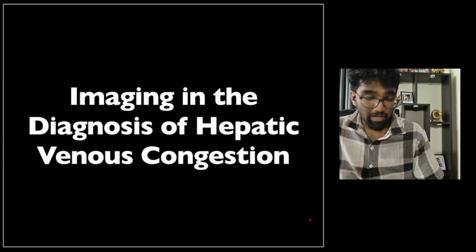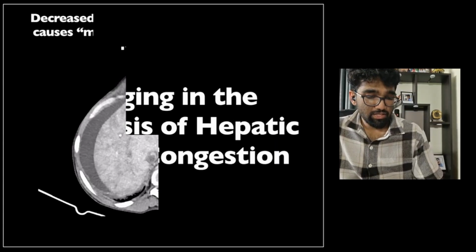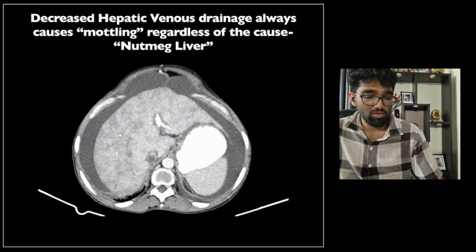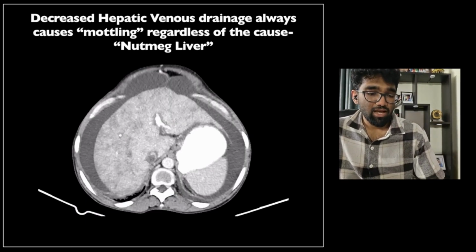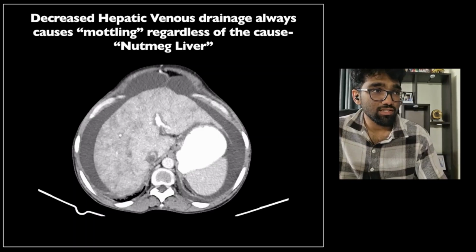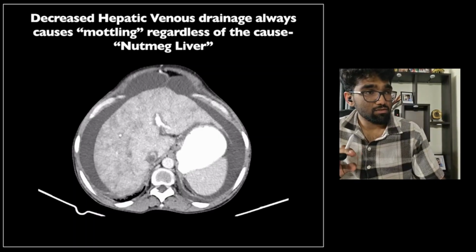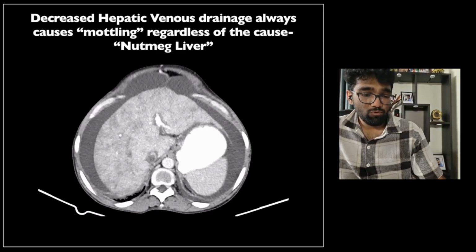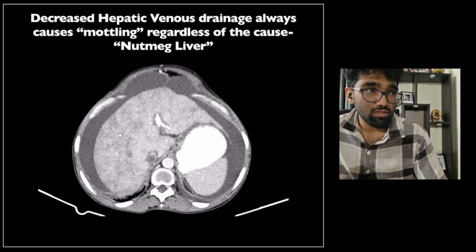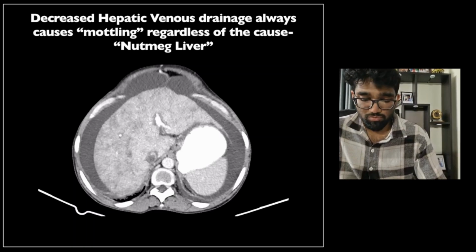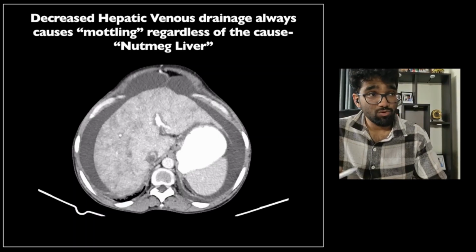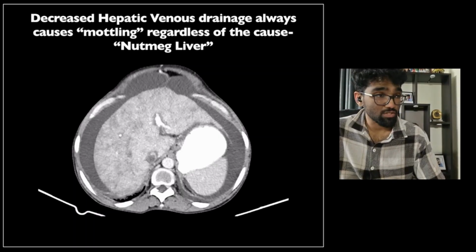In case of hepatic venous congestion, something very interesting is that decreased hepatic venous drainage always results in a very peculiar finding known as mottling, and this is regardless of cause. All this indicates is that there is a variable blood perfusion to the liver, and therefore this can happen in any cause of impaired venous outflow from the liver. So it could happen with hepatic vein obstruction, with right atrial pressure elevation, or with sinusoidal obstruction syndrome.